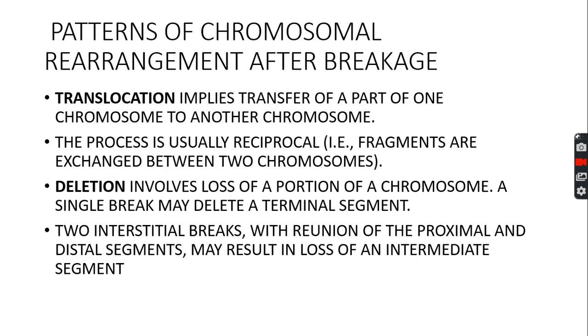So, what are the patterns of chromosomal rearrangement after breakage? We have translocations and deletions. Translocations imply transfer of a part of one chromosome to another chromosome. The process is usually reciprocal, that is, fragments are exchanged between the two chromosomes. For example, you have a fragment breaking off from the short arm and one from the long arm, and these fragments swap places and become reattached on opposite ends. We also have deletion, which involves the loss of a portion of a chromosome. A single break may delete a terminal segment, while two interstitial breaks with reunion of the proximal and distal ends may result in loss of an intermediate segment.